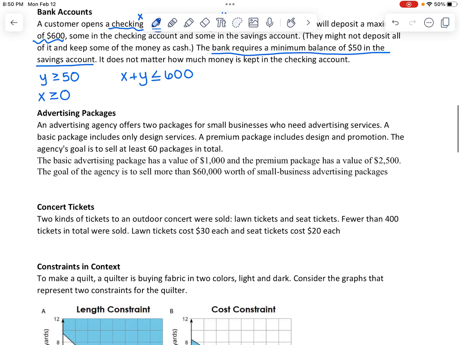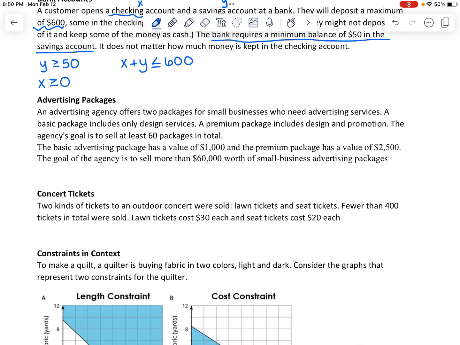An advertising agency offers 2 packages for small businesses who need advertising services. A basic package includes only design services. A premium package includes design and promotion. The agency's goal is to sell at least 60 packages total. So far, I've already seen what my variables probably will be. That is a basic package, I'm just going to call that X. And then a premium package, I'll call that Y.